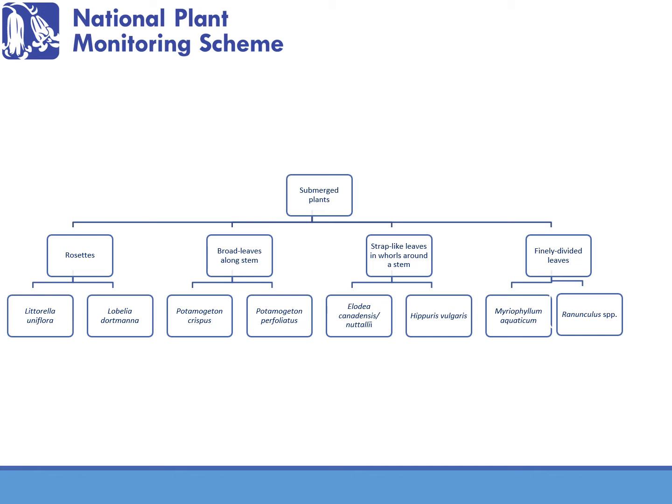So looking at the submerged plants, I've grouped them into 4 broad categories. We've got those which have a rosette growth form, those which comprise broad leaves along a stem, those which have strap-like leaves in whorls arranged around the stem, and finally divided leaves. And we're now going to move on to consider each of these.